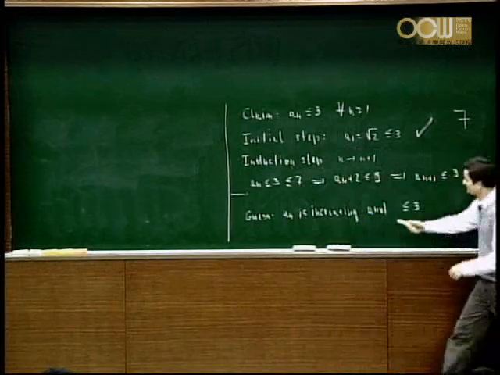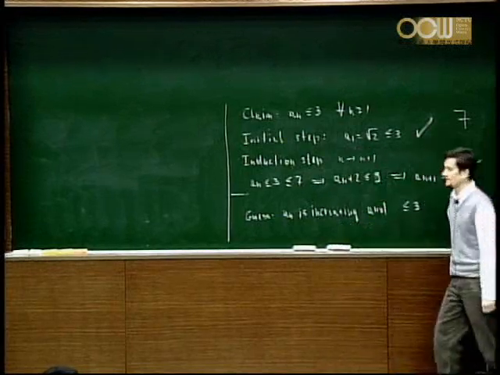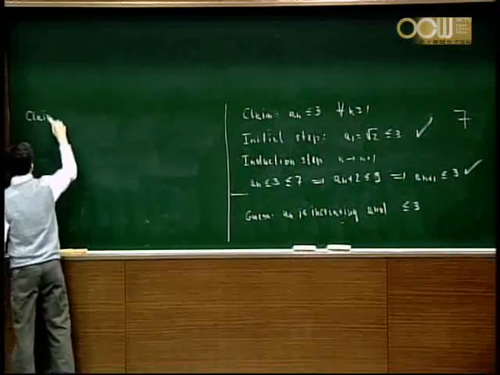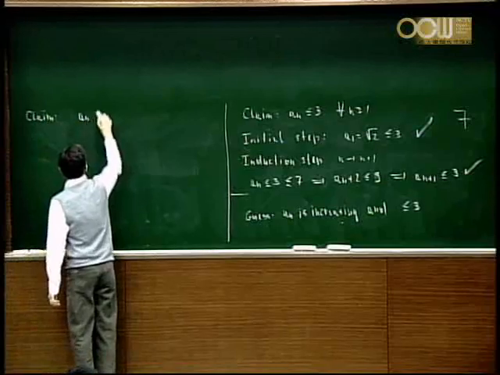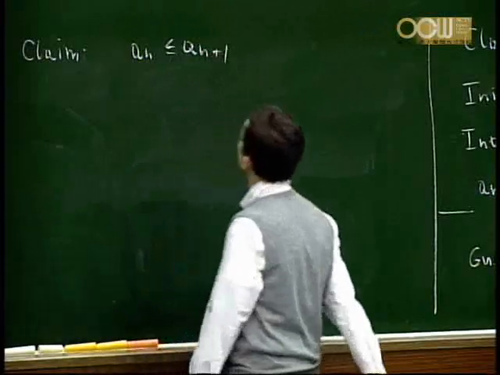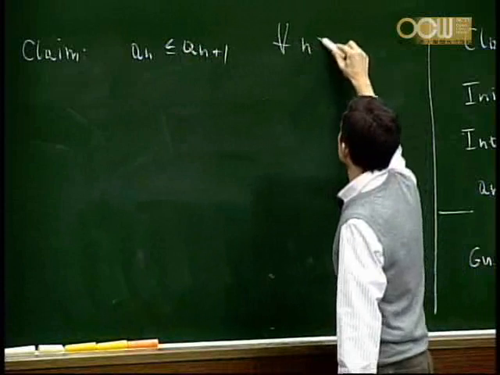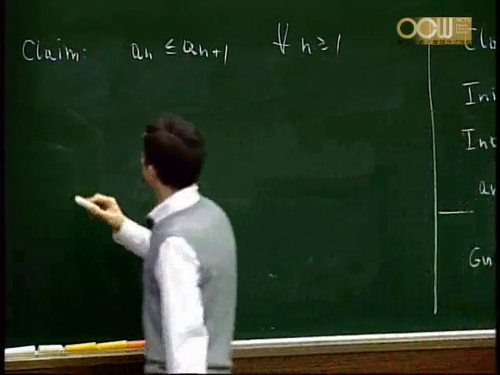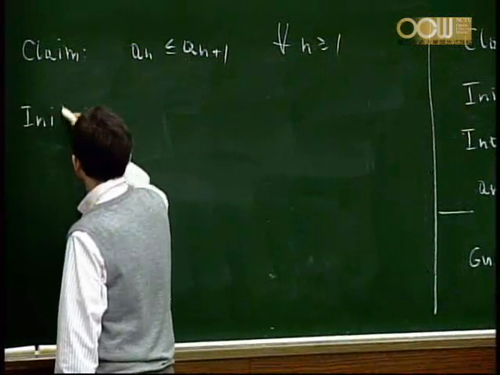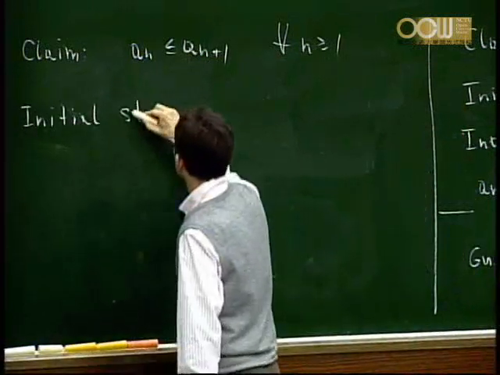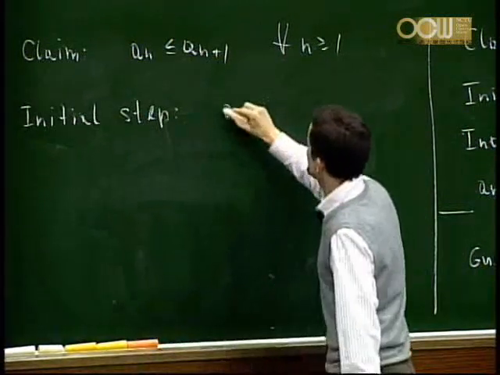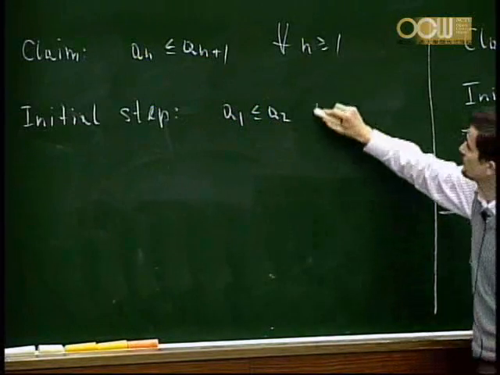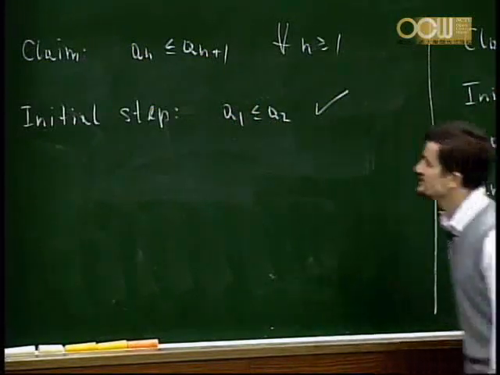Okay, so we still have another guess. This here is increasing. Now, also increasing, we are going to prove it by induction. So claim: a_n is smaller or equal than a_{n+1} for all n larger or equal than 1. So again we have the initial step, which we just verified, because we computed a_1 and a_2. So the initial step is always easy.